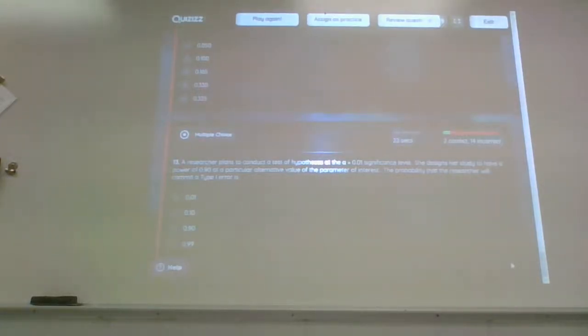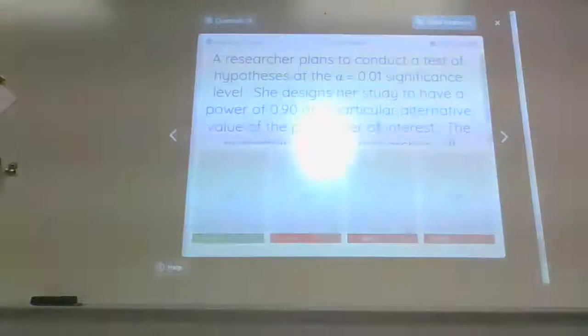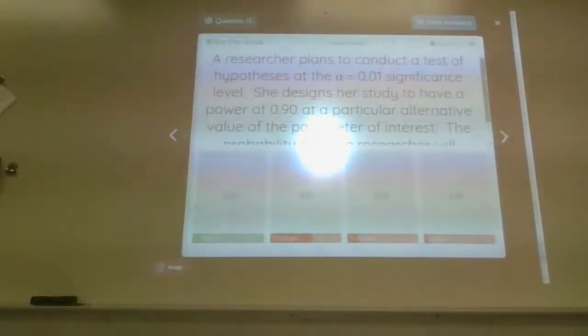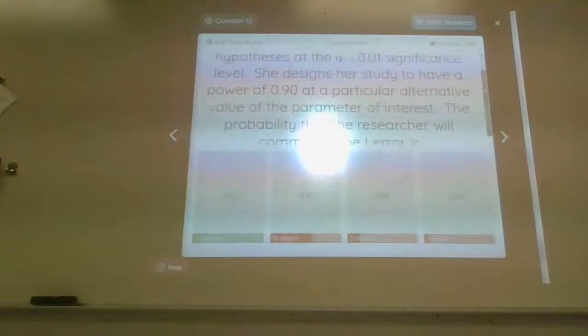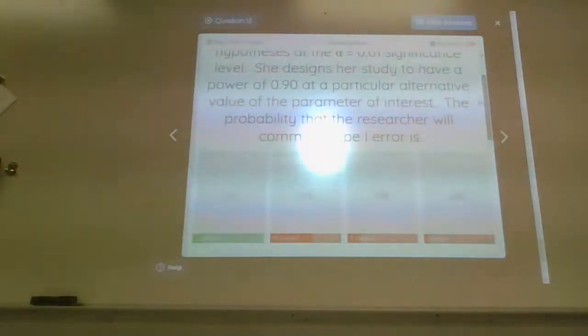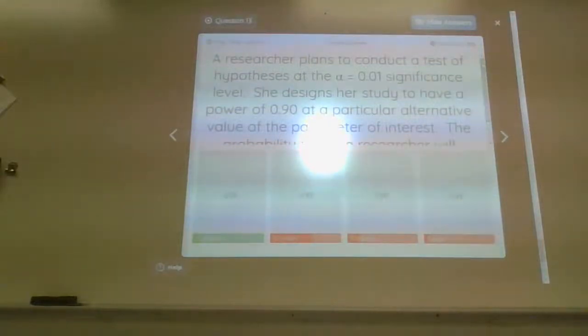So I'm looking at this question. Interesting. Oh, now that's interesting. Let's talk about this. A researcher plans to conduct a test of hypothesis at the alpha equals 0.01 significance level. She designs her study to have a power of 0.9 at a particular alternate value of the parameter of interest. What is the probability that she will commit a type 1 error?